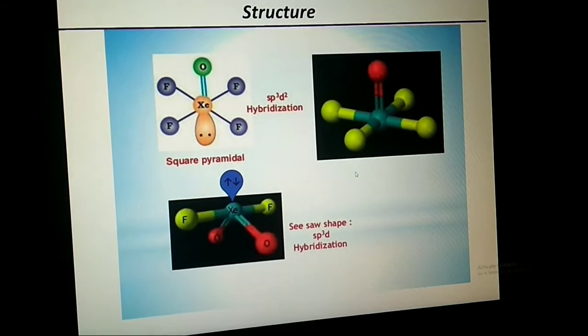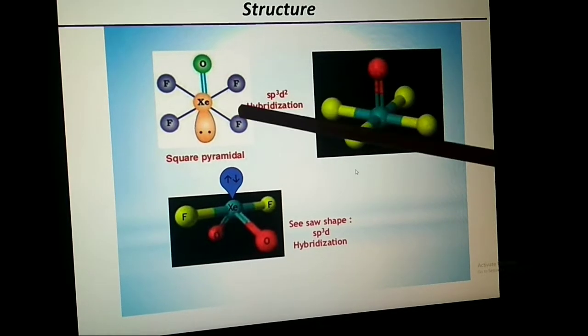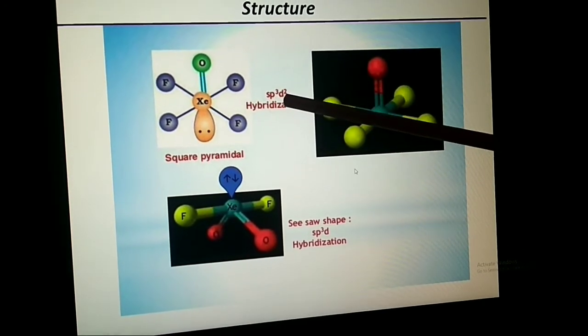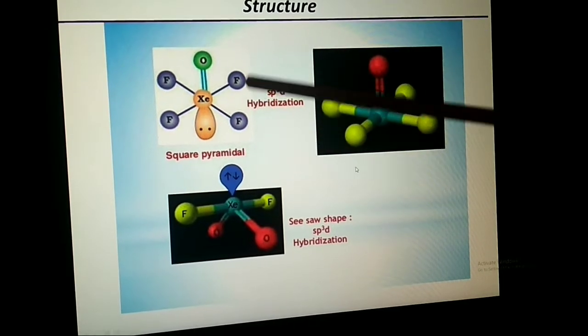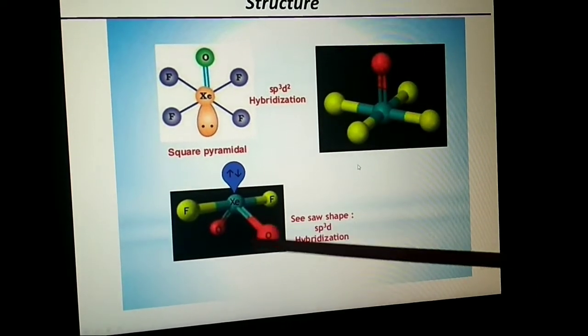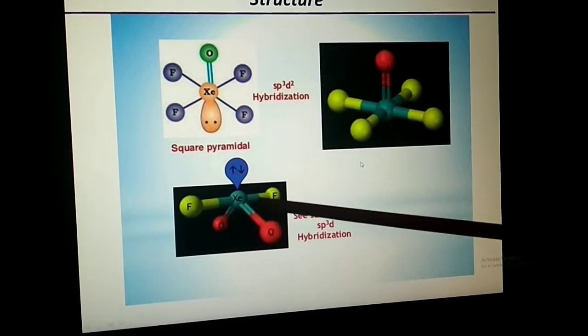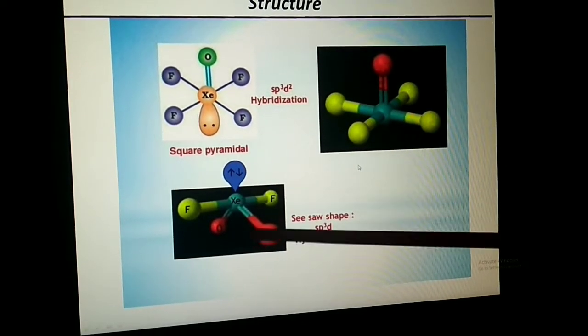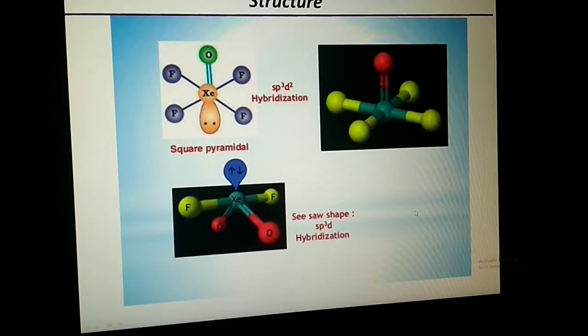And this is the structure of XeOF4. Here the hybridization of Xe is sp3d2 hybridization, and the shape is the square pyramidal shape. And this is the structure of XeO2F2. Here Xe is sp3d geometry, and the shape is basically a seesaw-like structure.